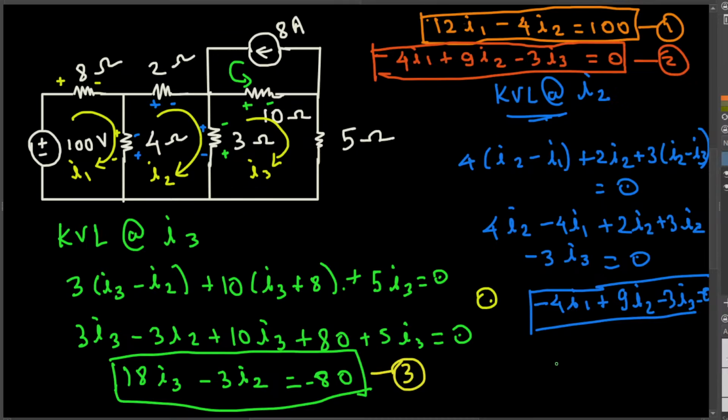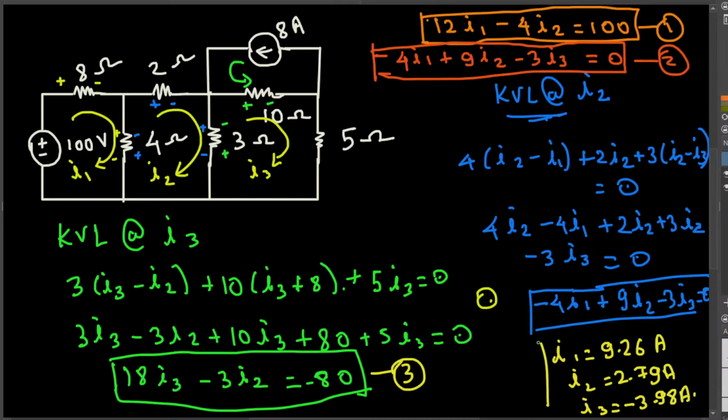If you solve for it, you're going to get this answer. I1 is equal to 9.26 A, and then I2 is equal to 2.79 A, and then I3 is equal to minus 3.98 ampere. And this is the final answer.